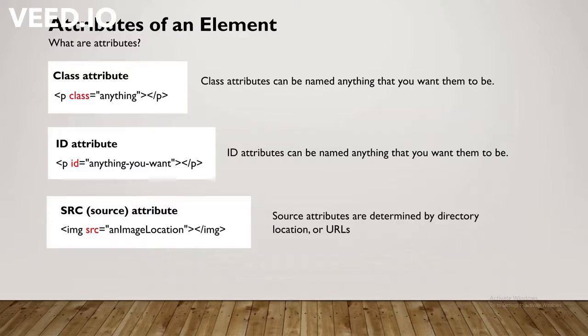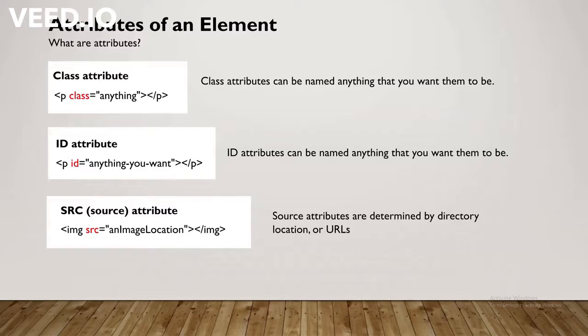Okay, so another one is called the source attribute, and that goes on to images. There can also be script tags and link tags here as well that will have source attributes. And again, this is a little bit different, and we'll go over in a couple slides what this needs to be, but basically this is an image location on your file system or on a URL.